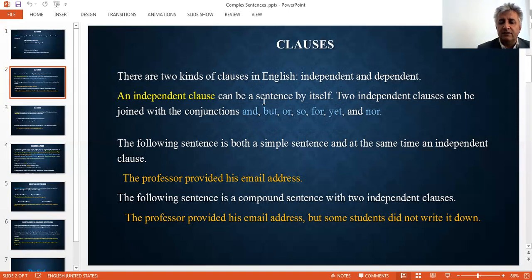The following sentence is a compound sentence with two independent clauses. The professor provided his email address, but some students did not write it down. As you see, we have used a comma to separate the clauses, and we have joined them by using but, which is a conjunction.